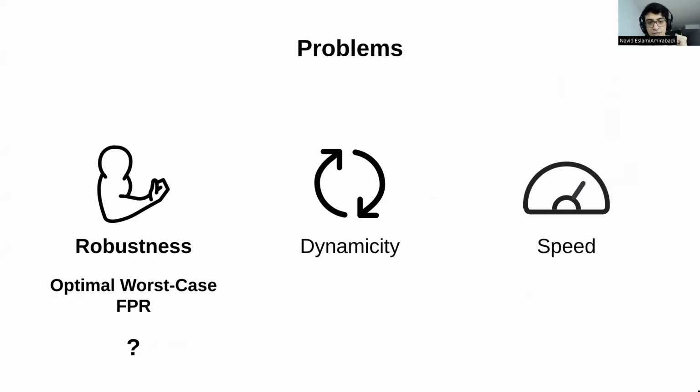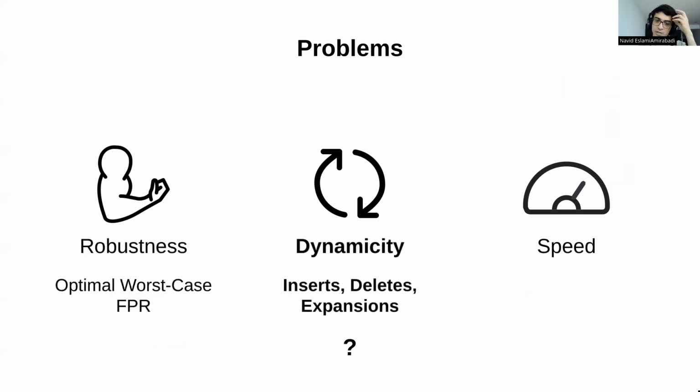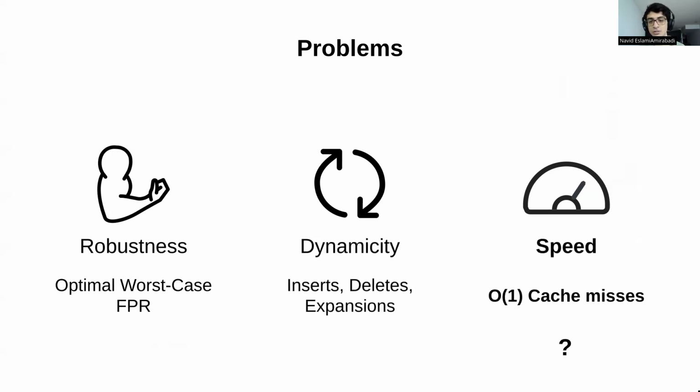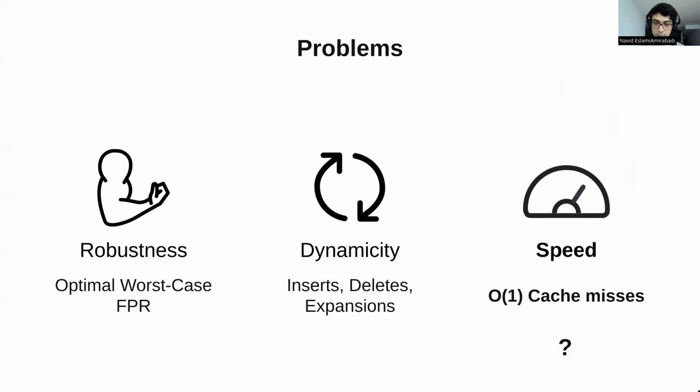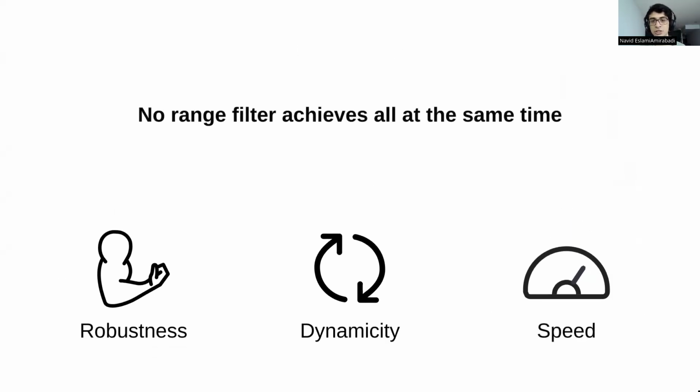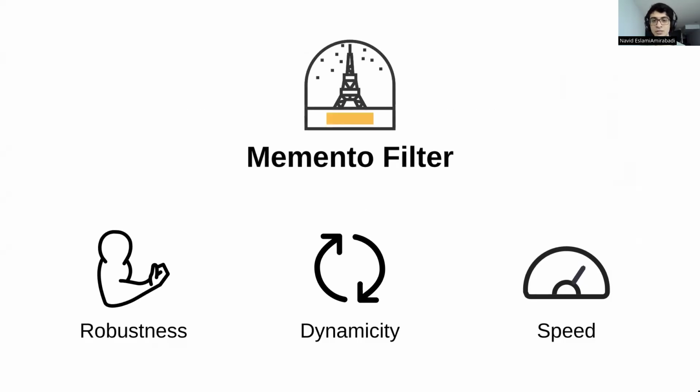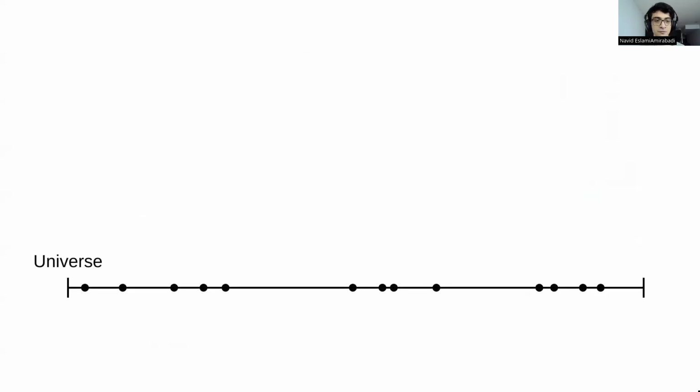Ideally, we would like to have an optimal worst case false positive rate, regardless of the workload or its distribution. We would like to support dynamic inserts, deletes, and expansions. And we would like to have constant time cache misses for any query. So we want to have fast queries as well. At the time, no range filter achieved all of these goals at the same time. So that's why we came in and designed the Memento filter, which was the first one to simultaneously achieve all of these goals. So let's jump right in and see how the Memento filter works.